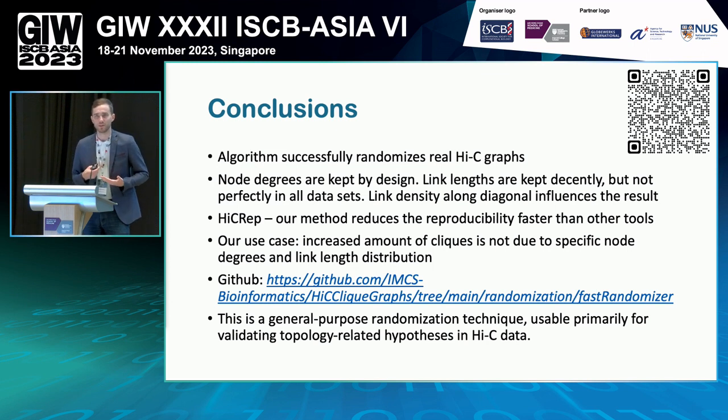The method is implemented on GitHub, and it's freely available. It randomizes a list of links quite well. So all in all, it's a general purpose randomization technique. It's usable primarily for validating topology-related hypotheses in Hi-C data.